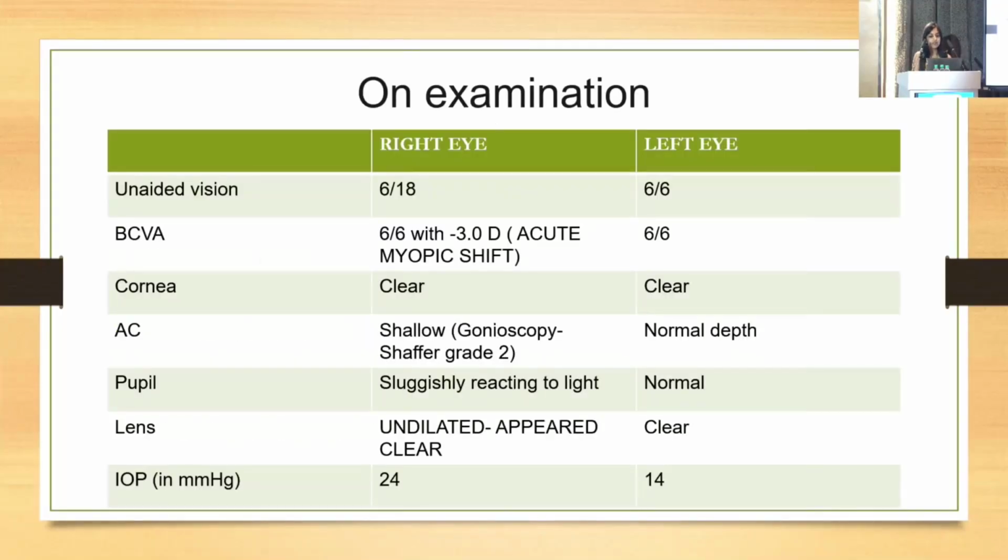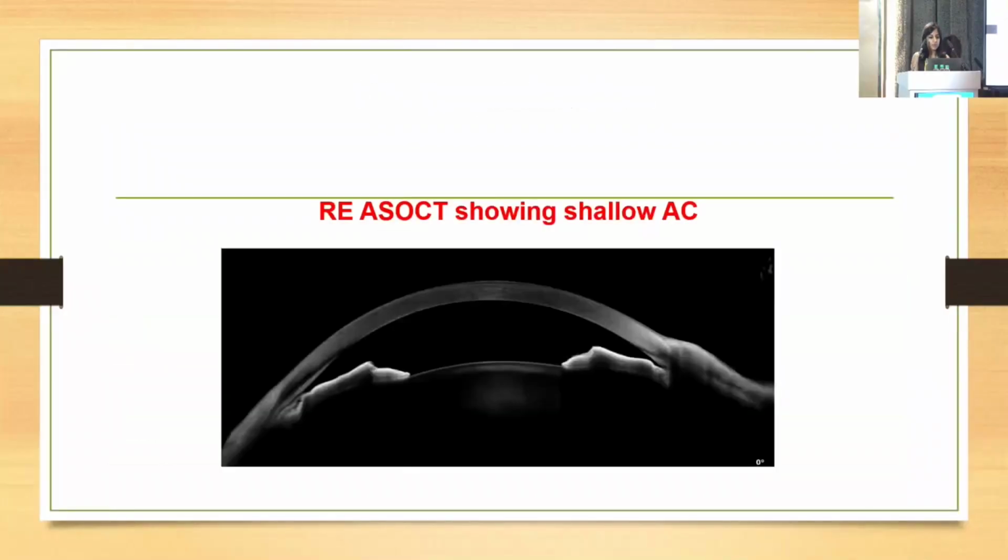So on examination, the right eye had an unaided vision of 6/18, which was correcting to 6/6 with an acute myopic shift of -3 diopters. The cornea was clear, AC was shallow, gonioscopy showed Schaffer grade 2, so all the angles were closed. Pupil was sluggishly reacting to light, and in the undilated state, the lens appeared clear, and the intraocular pressure was 24 mm Hg, and the left eye anterior segment appeared normal.